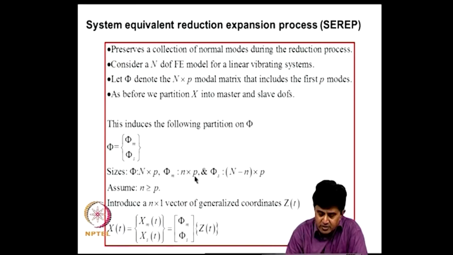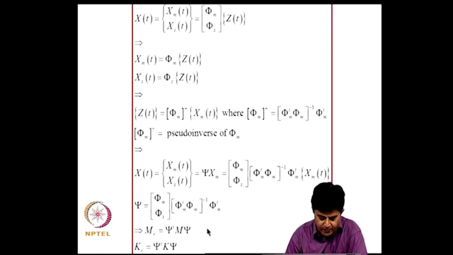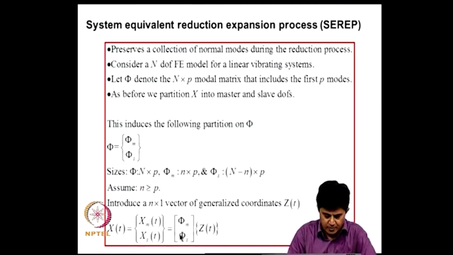When I say p, it is not just the first p. By selecting the appropriate vectors in the modal matrix, I am also specifying which of the p modes I am looking at. Now, we will assume that lowercase n is greater than p, that means the size of the reduced model is larger than the number of modes that you have in the global model. Now, we want to introduce an n cross 1 vector of generalized coordinates z of t through this relation.